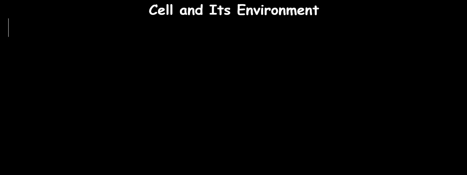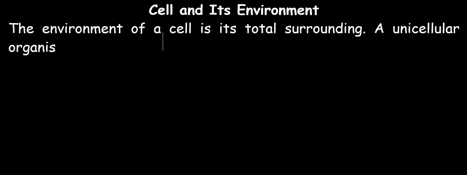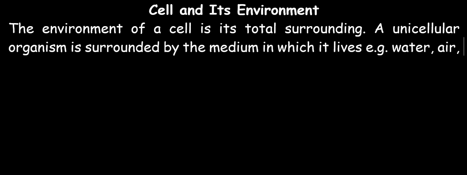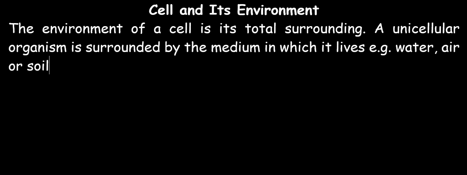What do we mean when we talk about the environment of the cell? The environment of a cell is its total surrounding. A unicellular organism, for example, is surrounded by the medium in which it lives. That medium could be water, air, or soil. That is, the environment of such unicellular organism can either be water, air, or soil.